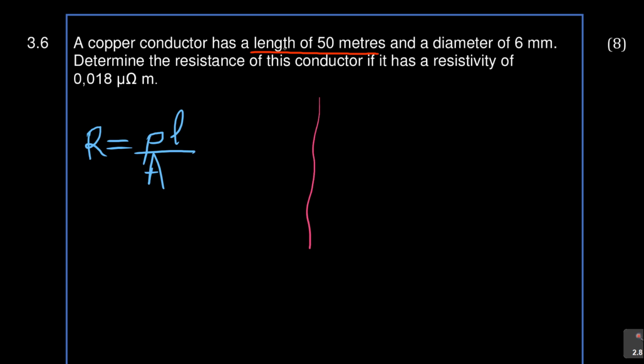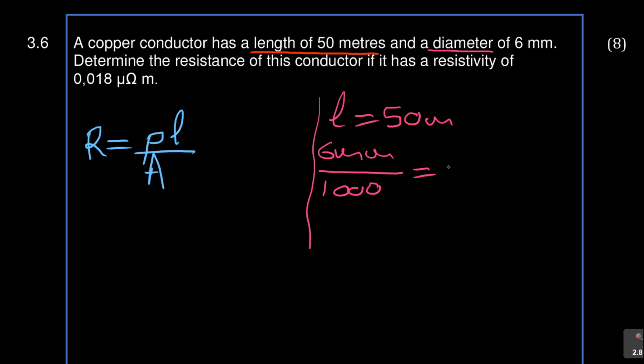First things first, the conductor length, which is our L, is 50 meters. Are the units the SI units? Yes, you must always make sure that you are in meters. But look at the diameter now. Something is wrong. Diameter is in what? 6 millimeters. And I said you need to take your millimeters and divide by 1,000. So 6 millimeters, you divide by 1,000. You are converting them to what? To meters. Either you multiply by 10 to the power negative 3, or you divide by 1,000.